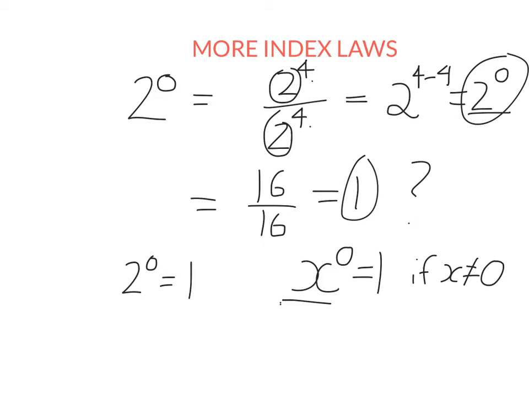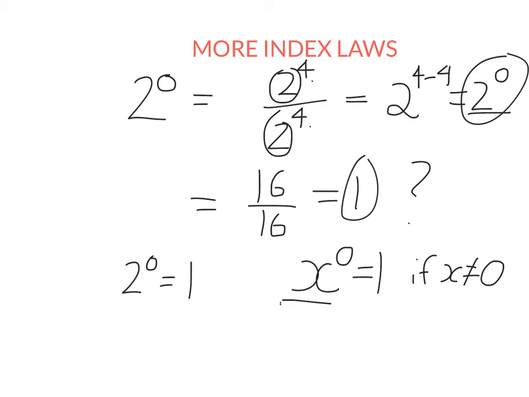10 to the power of 0 is like 10 to the power of 5 divided by 10 to the power of 5, which is 1. It doesn't work for 0 because 0 divided by itself is not 1. It's undefined. So 0 to the power of 0 doesn't exist. Okay? So 0 to the power of 0 doesn't exist, but 1 to the power of 0 is 1. 2 to the power of 0 is 1. 3 to the power of 0 is 1, and so on.